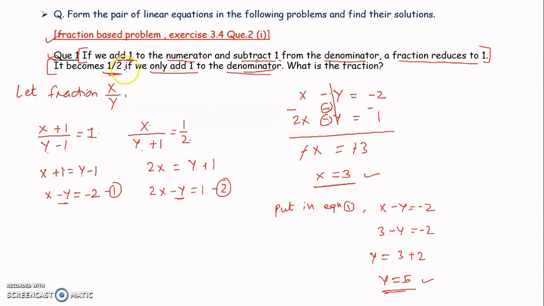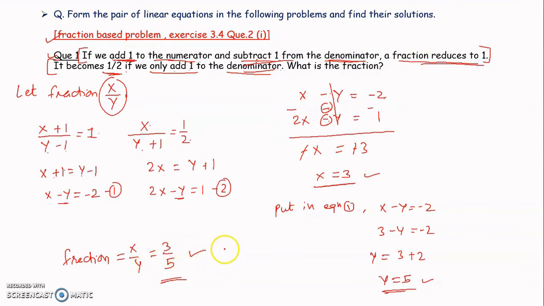So the fraction that we assumed as x upon y is 3 upon 5, where x is 3 and y is 5. This is our answer. Now we can check this. See the first condition given in the question. If we add 1 to the numerator and subtract 1 from the denominator, the fraction reduces to 1.